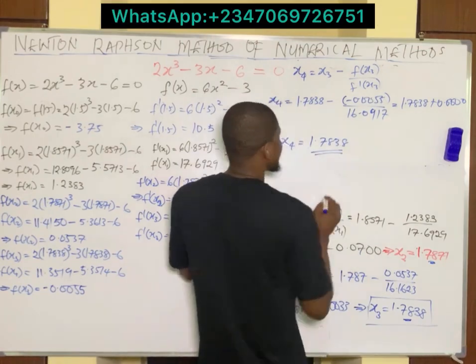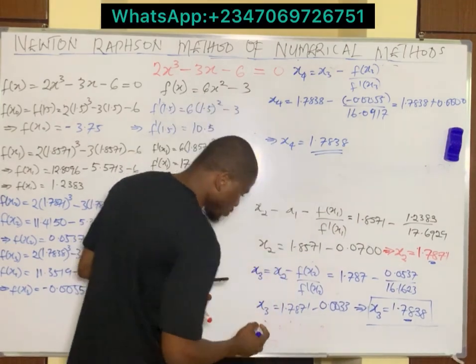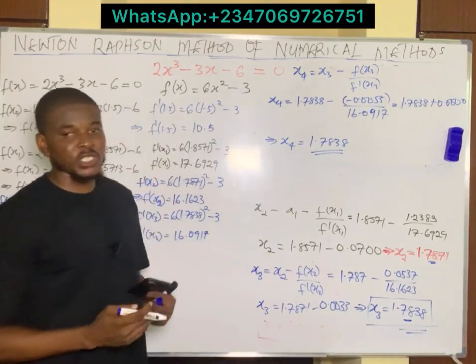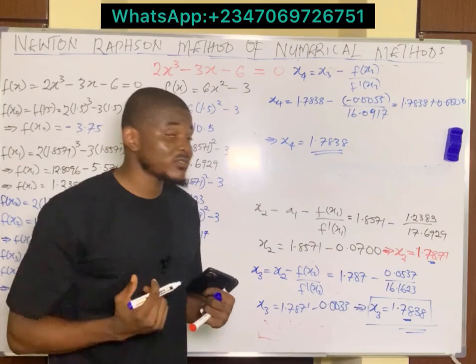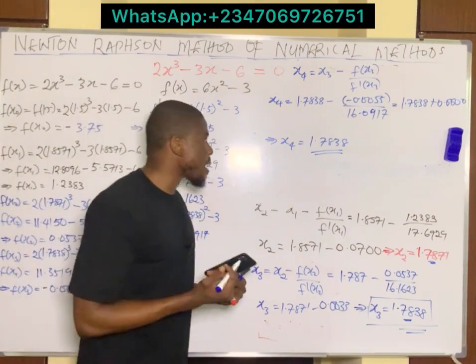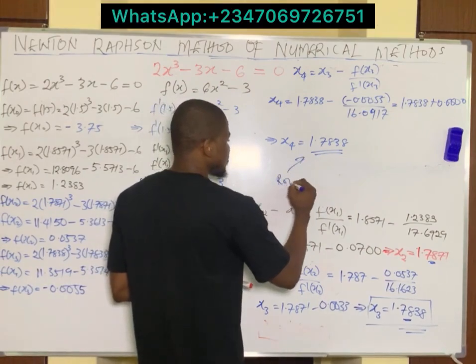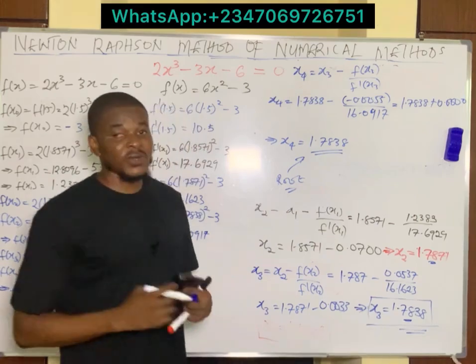1.7838. If you compare this with the previous root x3, you see that correct to 4 decimal places, the root of the equation has converged. So the answer to this particular question is 1.7838. This becomes the root of the given equation. So you can stop your iteration here.